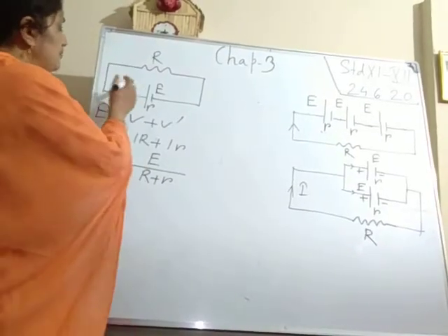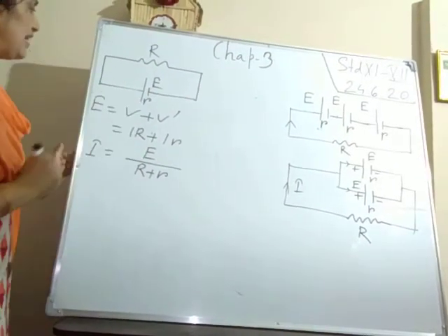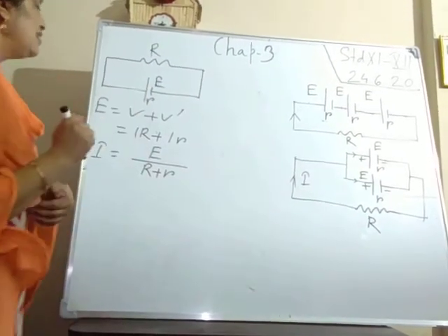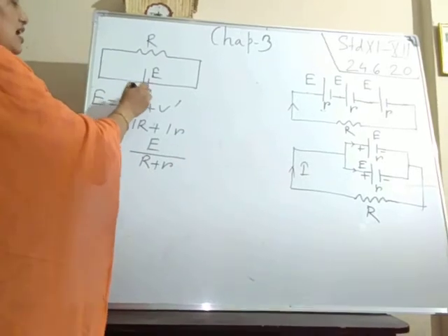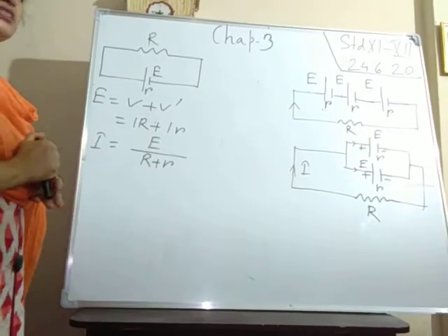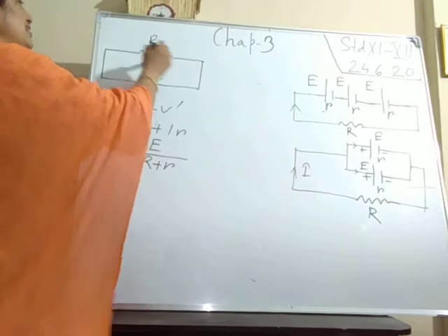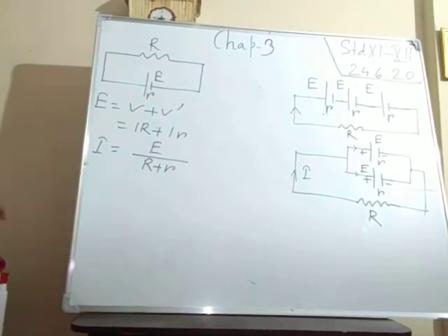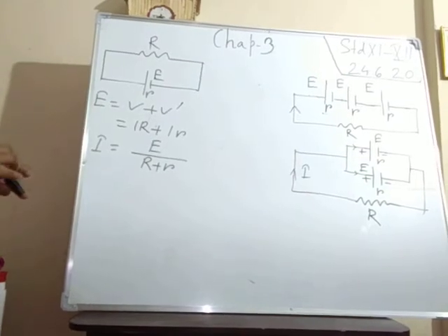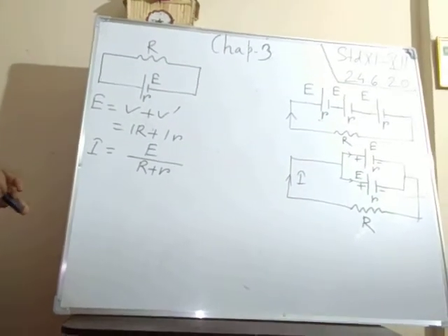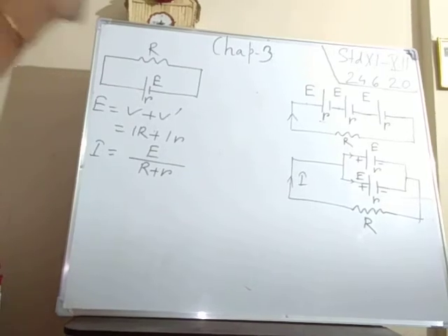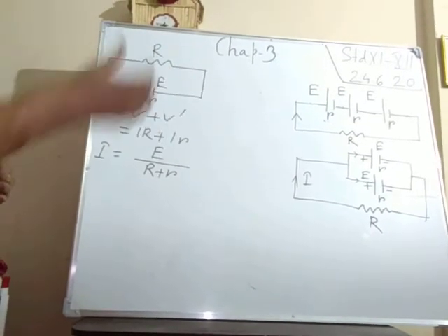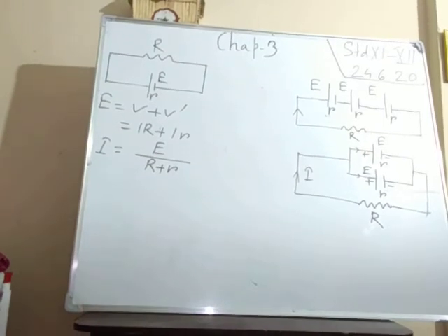So look at the circuit, everybody. Here the electromotive force of the cell is E, and here I have written small r, that is internal resistance, and in the external circuit there is another resistance, capital R. Okay, so what is internal resistance? When current passes through the cell, the current has to overcome the internal resistance of the cell, that is due to the chemical substance and other material of the cell. That is known as internal resistance.